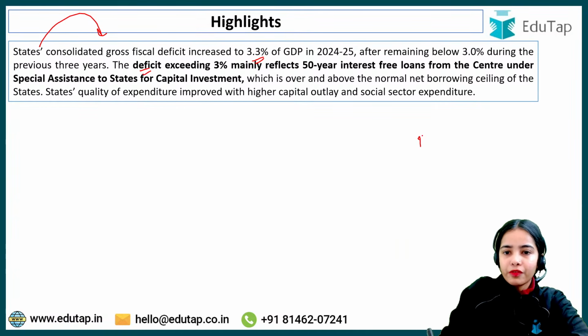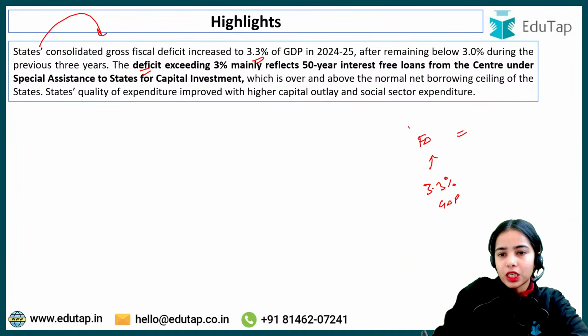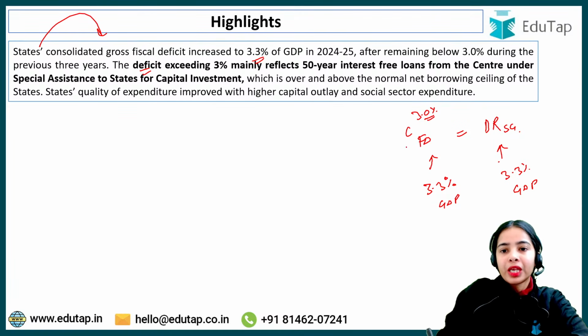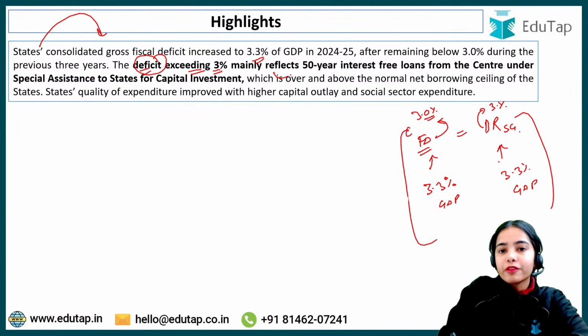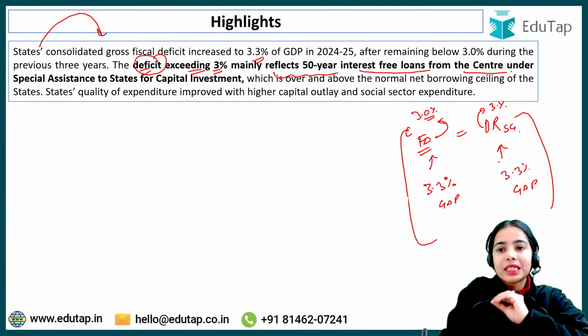Now the fiscal deficit increased to 3.3% of the GDP, right? The consolidated fiscal deficit shows the borrowing requirement of the state governments. Before it was 3% of the GDP, now it has increased to 3.3% of the GDP. The borrowing requirement that is exceeding 3% is mainly reflecting the 50-year interest-free loans from the center under the special assistance to states for capital investment.